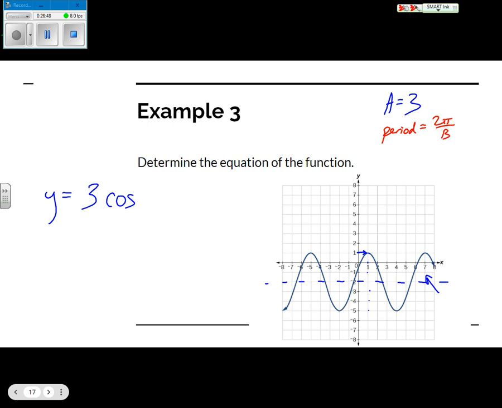Again, you just gotta know that period formula is going to be 2 pi over b. Let's count how far it took to complete one full period. By the time it goes all the way down, does this valley, and comes back and completes the left side of the hill, that was 6 units to complete that period.